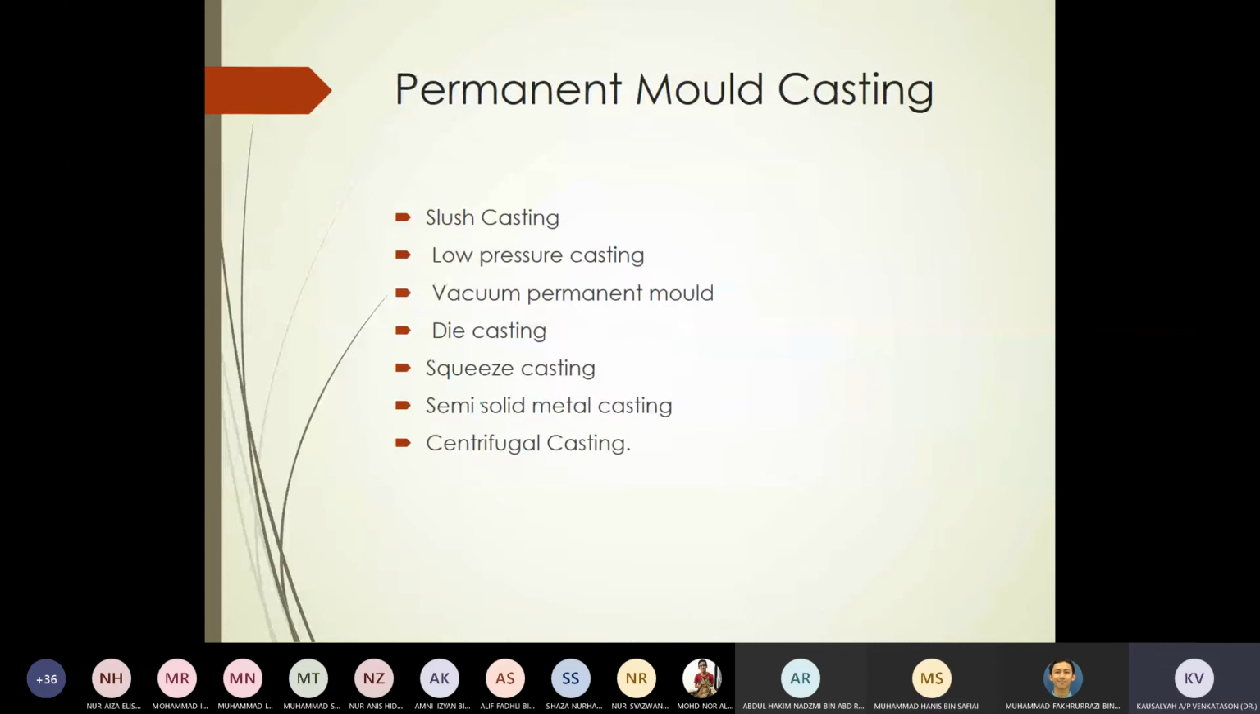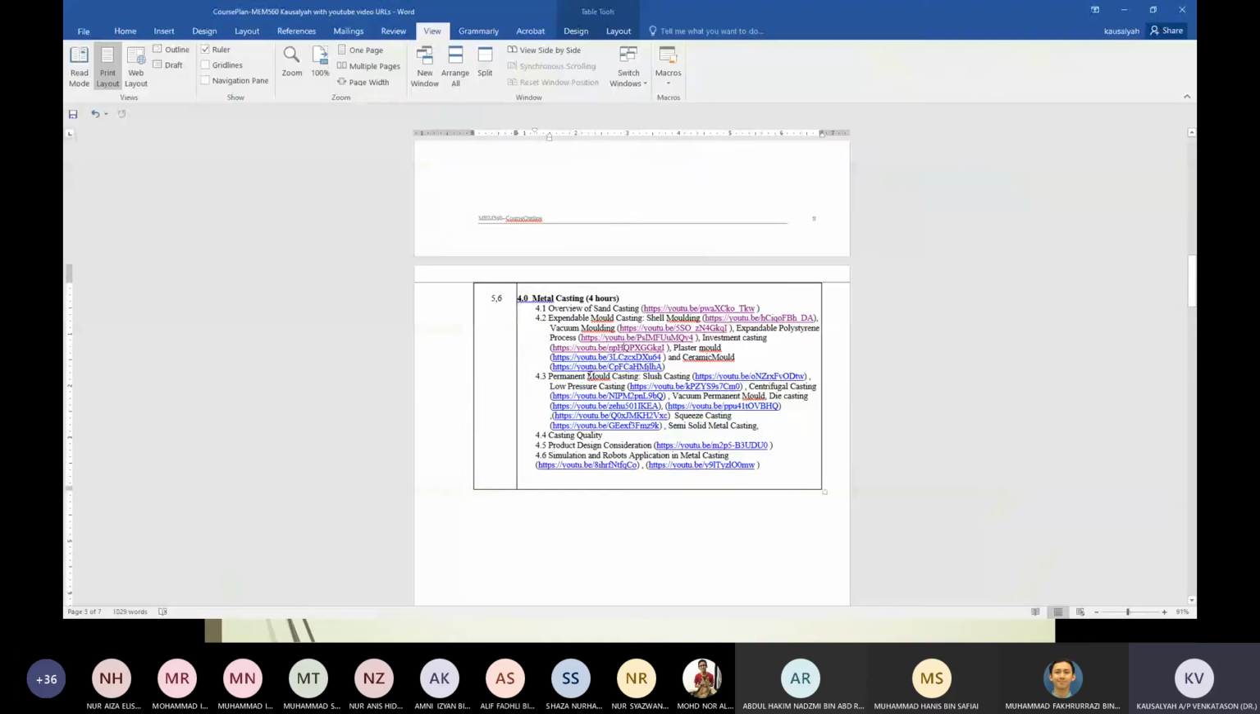So for today, I will only stop with expendable mold. Next week, we will go on to permanent mold. So I will show you all the video.